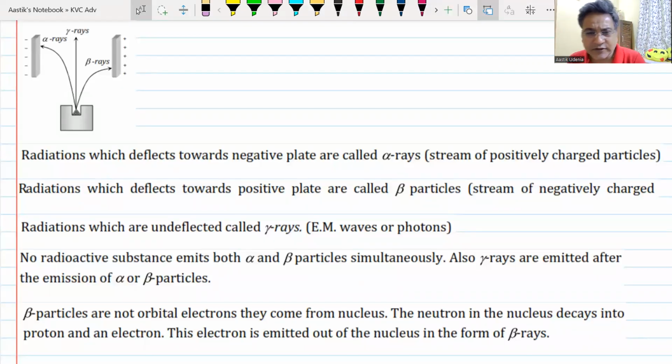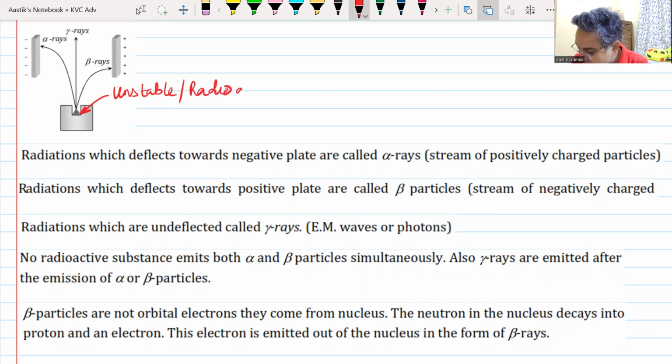Then again, here is one more explanation. I've seen such questions in your JEE exam, and that is why I'm doing this. Here, what we have is an unstable, or now we will call it a radioactive nucleus. Since it is unstable, what is going to happen? It is going to spontaneously disintegrate or decay, and it might emit alpha, beta, or gamma.